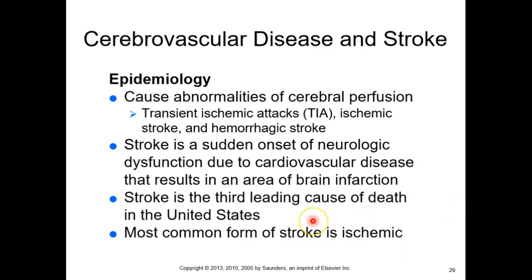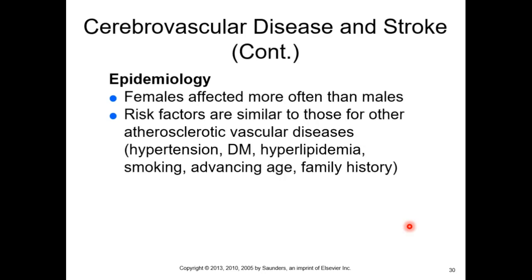So more likely it's because a clot broke off and went to the brain, but less likely that we broke the blood vessels and it's hemorrhagic. Females are more affected than males, and the risk factors are the exact same risk factors for atherosclerotic and vascular disease. If you've got hypertension, diabetes mellitus, hyperlipidemia, smoking, advanced age, or family history. So get your cardiovascular stuff worked out, and then you're less likely to develop a neurological condition.